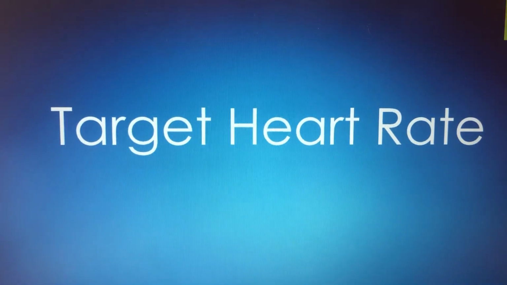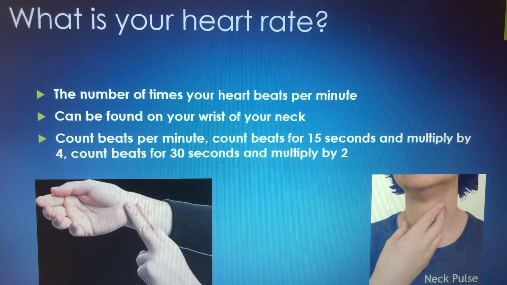Today we're going to be going through a PowerPoint presentation on how to calculate target heart rate. You can just use this as a review or a refresher for some of the information that we've gone over previously in class. First, we've got to look at what your heart rate is.